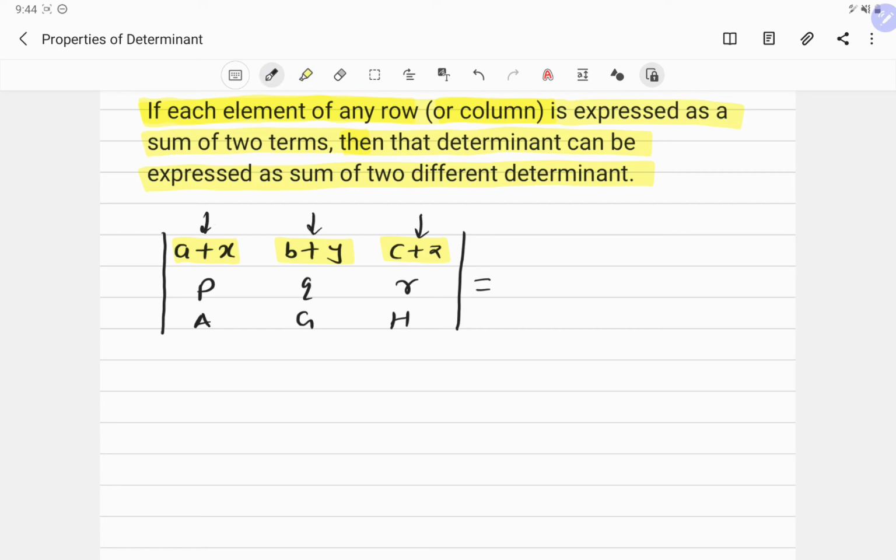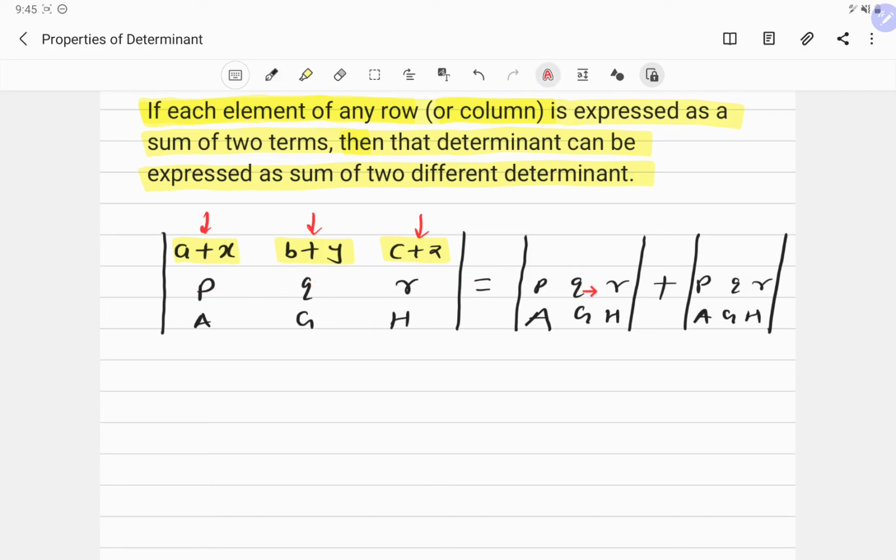So if you observe this particular first row of this determinant, every element of this determinant is expressed as a sum of two terms. Then according to this property, you can split this determinant into two separate determinants, and while separating these two determinants, make sure that you keep the rest of these two rows as they are. It has nothing to do with this property. So here I am keeping this PQR as it is in both the determinants. Even I am keeping this AGH as it is. So let's keep this PQR as it is, then let's keep this AGH as it is.